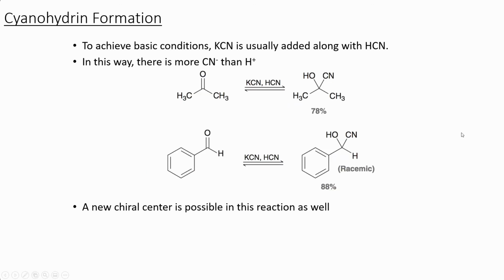In order for us to run this reaction in basic conditions, we're going to add a little bit of potassium cyanide as well as the HCN. And this way we have more of the cyanide ion than the proton. So we'll use a buffer system of potassium cyanide and hydrogen cyanide to obtain our product.